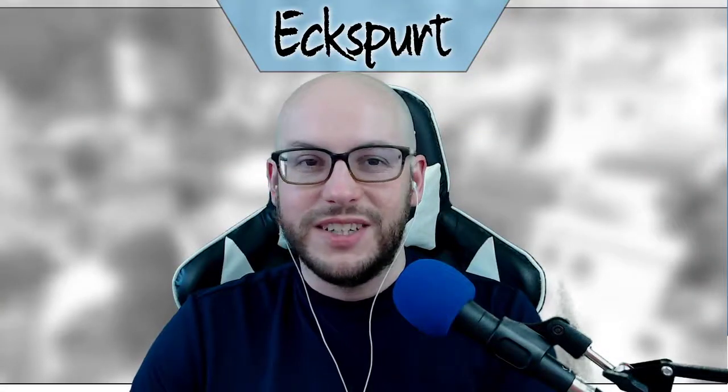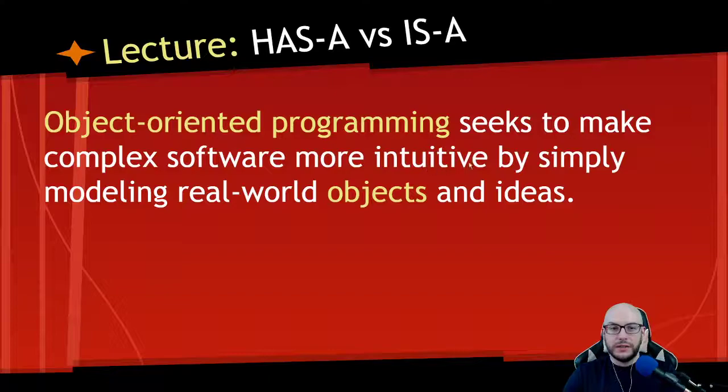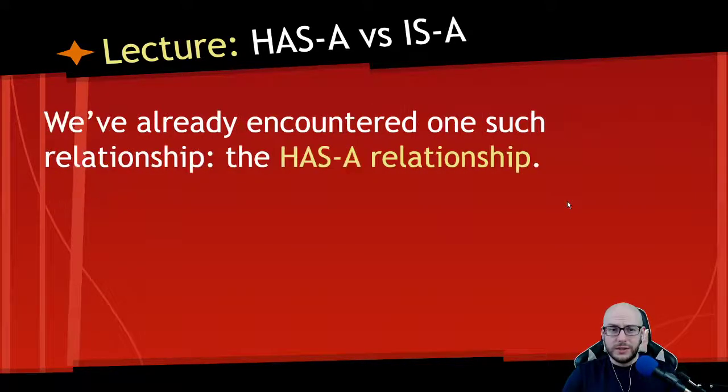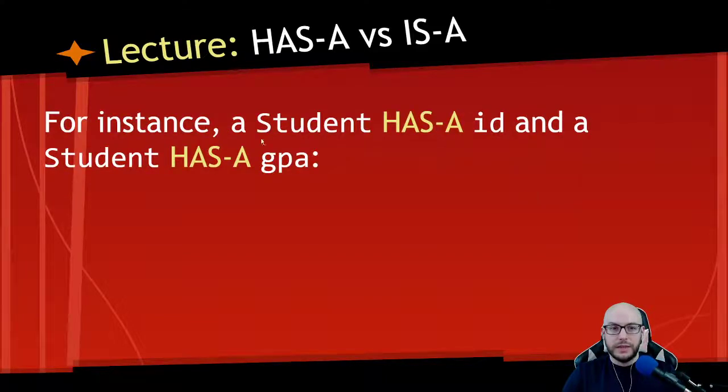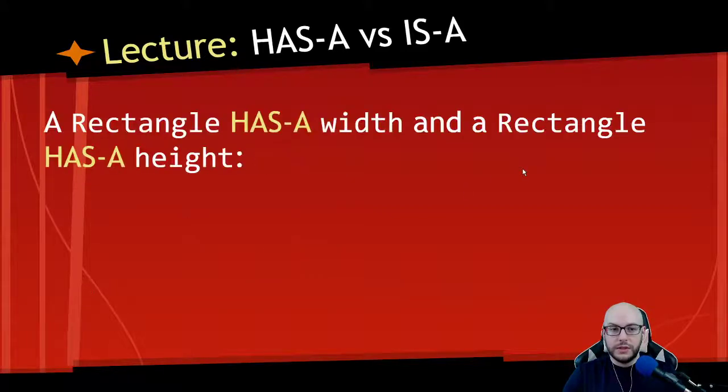We're back. This unit is all about inheritance. In our last video, we talked about the difference between has-a and is-a relationships and got introduced to inheritance. Has-a relationships are represented via instance variables. We would say something like a student has an ID, a student has a GPA, and again, those are instance variables within the student class.